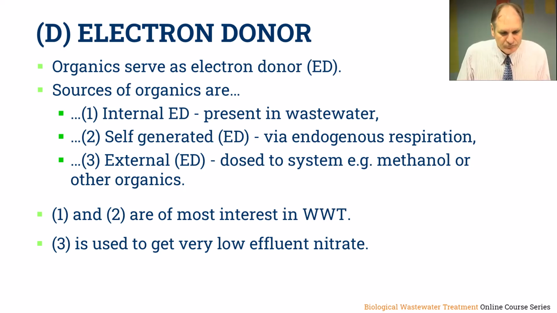sludge system. Now, from our perspective, electron donors number one, that is the internal ones, those present in the influent wastewater, and number two, which are the self-generated ones, are of most interest to us in wastewater treatment because we're really using the organics that we have available and we're not spending money on buying others. However, the third one, that's the external electron donors, may have to be used if we need to get very low effluent nitrate concentrations, because there are limits to how much nitrogen we can remove with the internal and self-generated electron donors.